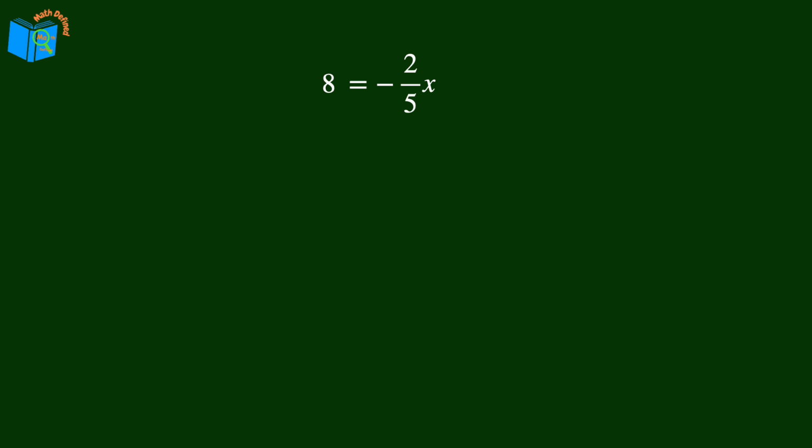Next, we have 8 equals -2/5 x. To solve for x, we do the same thing. Multiply both sides by the reciprocal of -2/5, which is -5/2. The fractions on the right cancel to 1, leaving just the x. On the left, multiply -5/2 by +8.